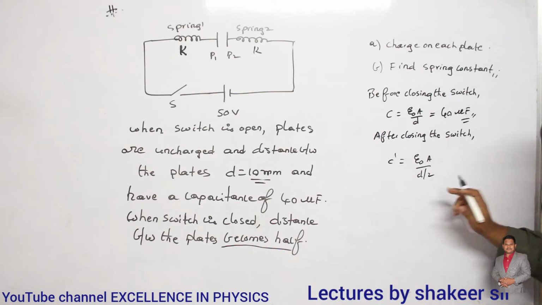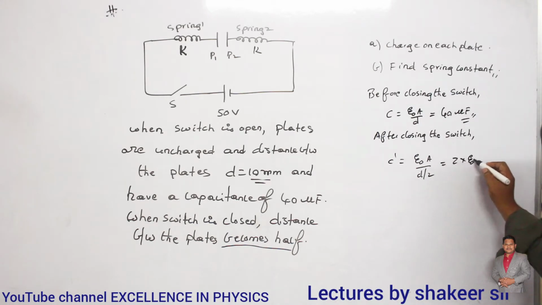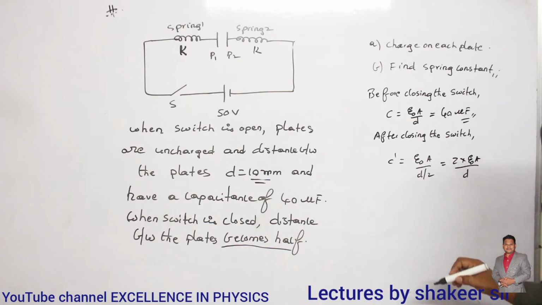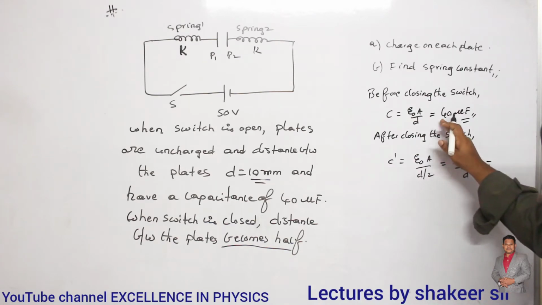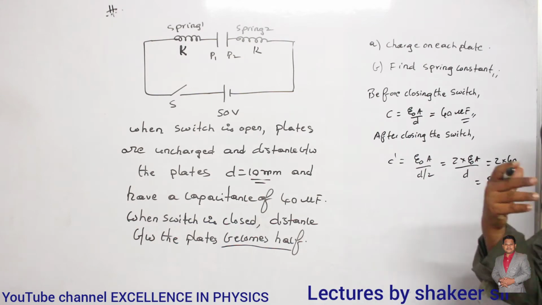Okay ma? So if the distance has reduced to half, then I can write the same value as 2 into epsilon naught A divided by D, no ma? So epsilon naught A by D is how much? 40. So 2 into 40 is how much? It is 80 microfarads. Clear, no ma? It means the capacitance has also doubled.